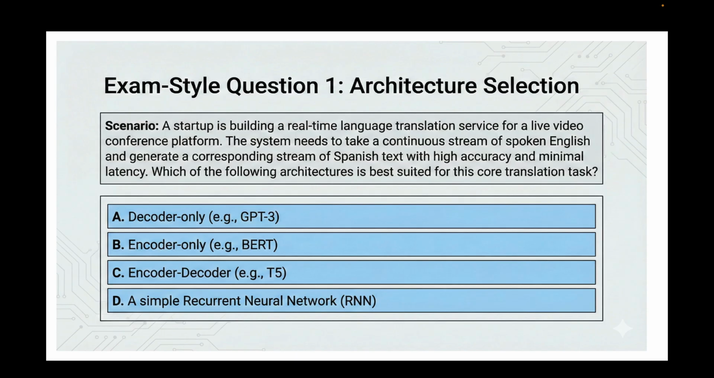Okay, question 1. A startup is building a real-time language translation service for a live video conference platform. The system needs to take a continuous stream of spoken English and generate a corresponding stream of Spanish text with high accuracy and minimal latency. Which of the following architectures is best suited for this core translation task? Take a moment to look at the options.